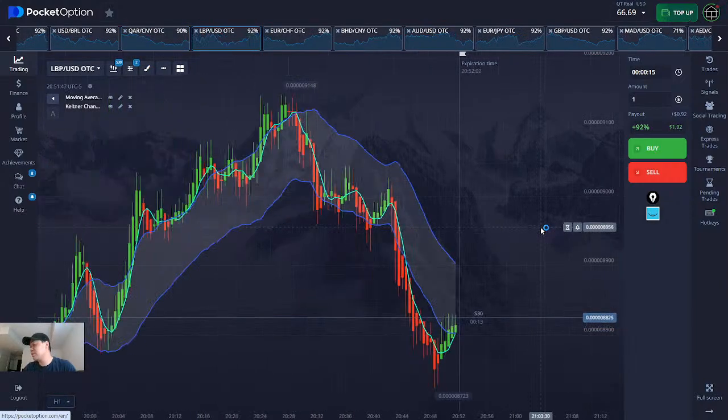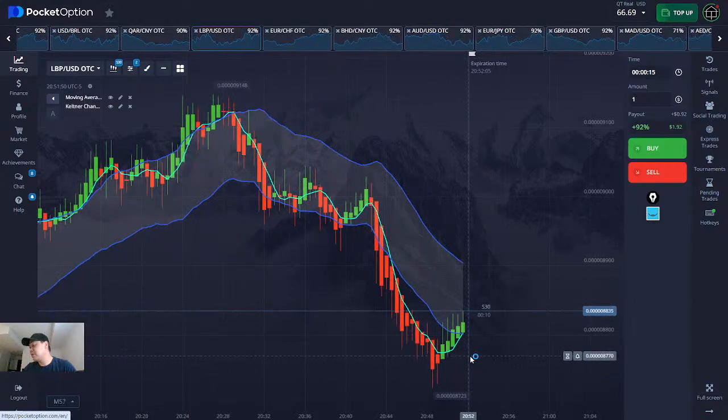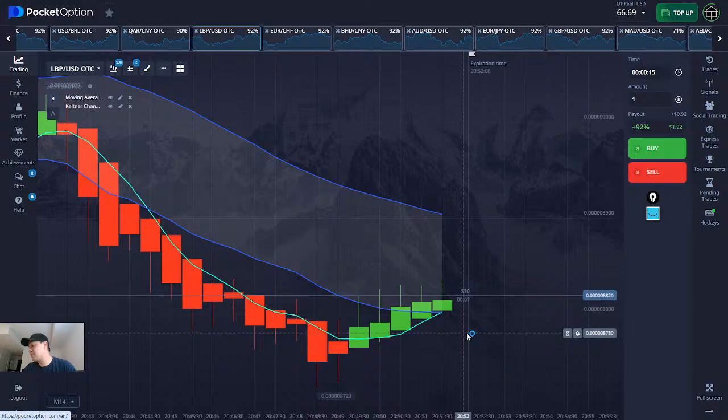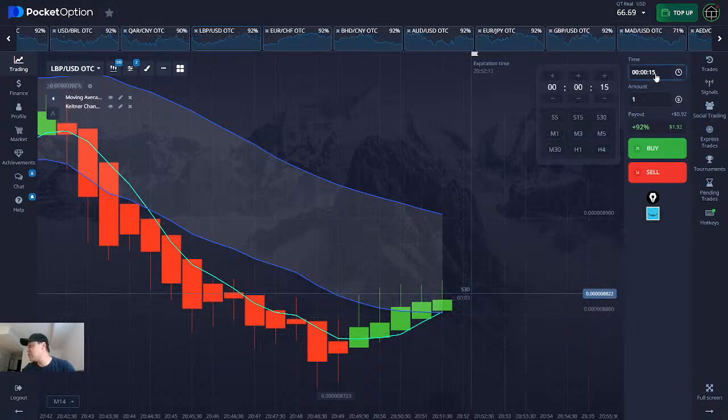Okay. Let's say this one here. Let's look for weakness here. Yeah, it's looking weak now. Either a minute or 2 minutes work.